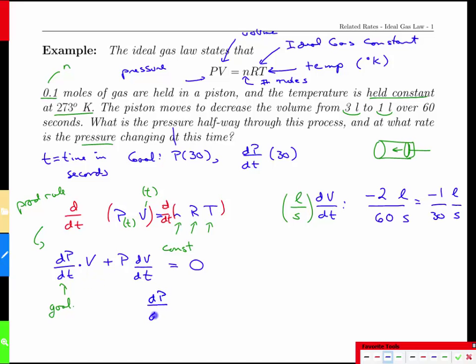So now we can actually start solving for this. The rate of change of pressure times volume is going to be -P dV/dt. And if we divide by volume, we can find dP/dt is going to be negative the pressure over the volume times the rate of change of the volume. And that's what we're going to take over to the next page and start filling in the last ingredients that we need.